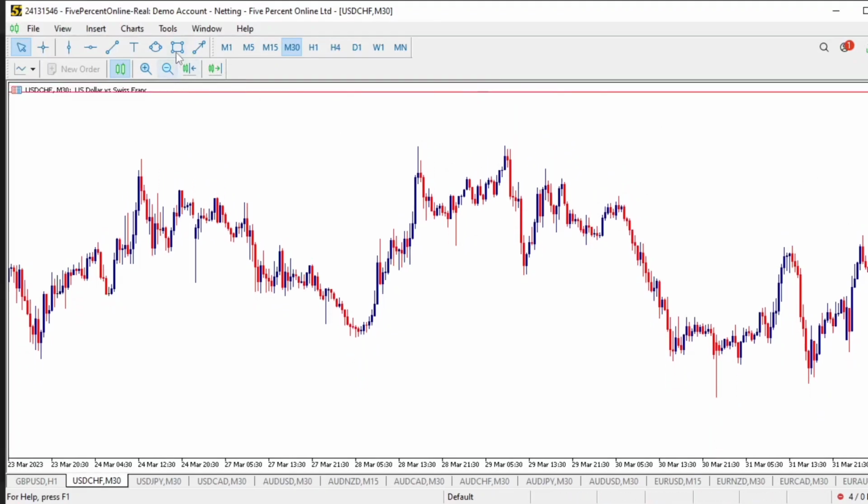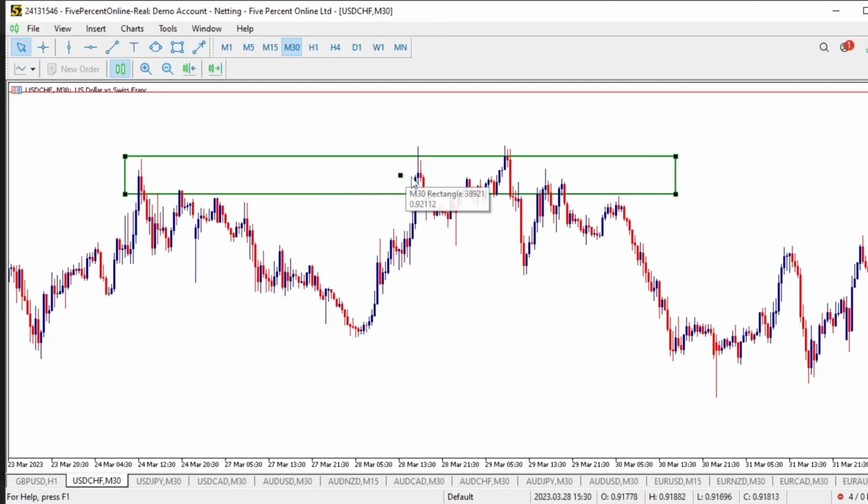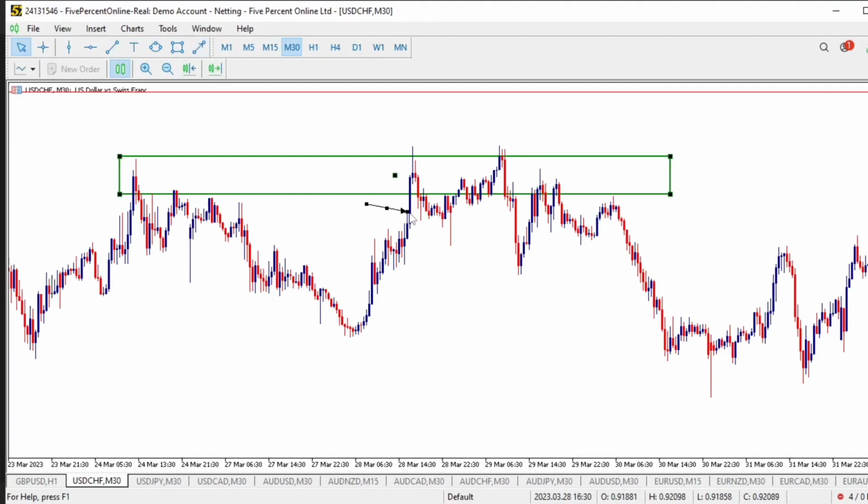Now, if you check this, this is a resistance zone. Now, if you look at this candlestick, this is a very big candlestick, giving you a strong buyer's momentum. But look at what the market did. The market reversed. Why? Because this is a resistance.